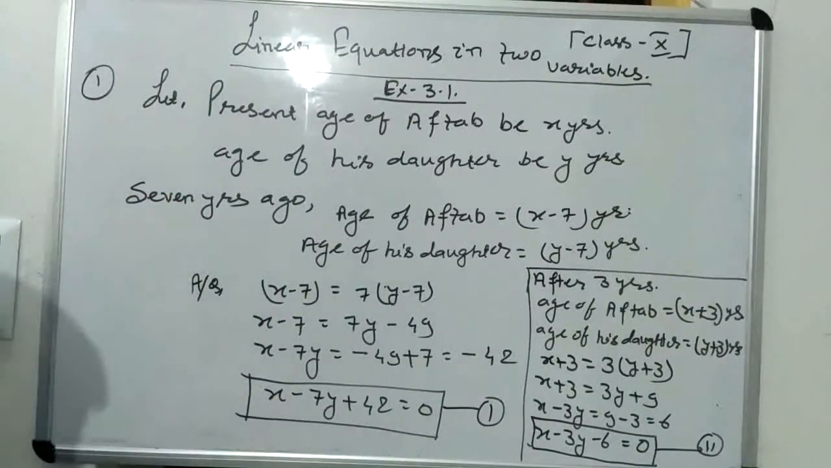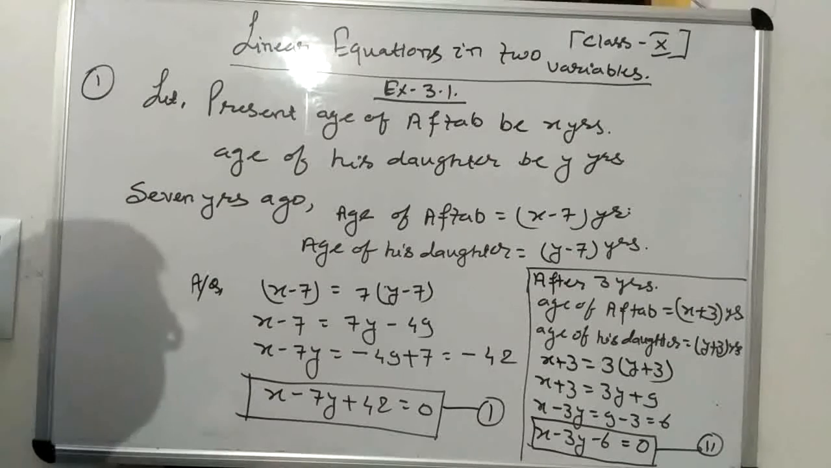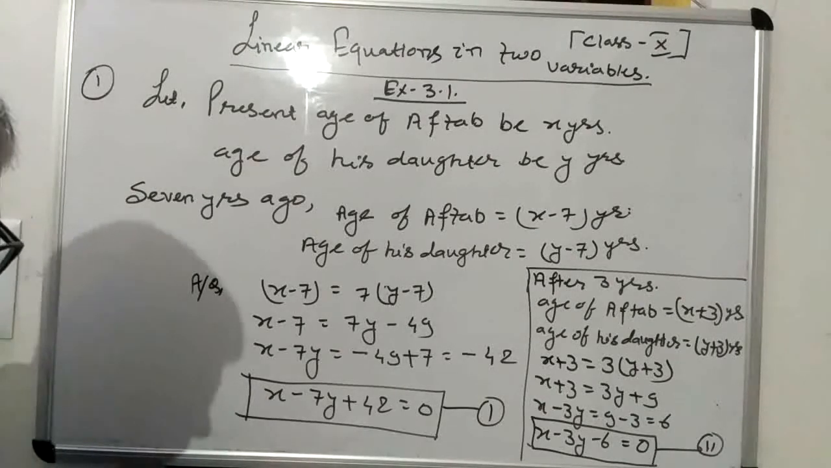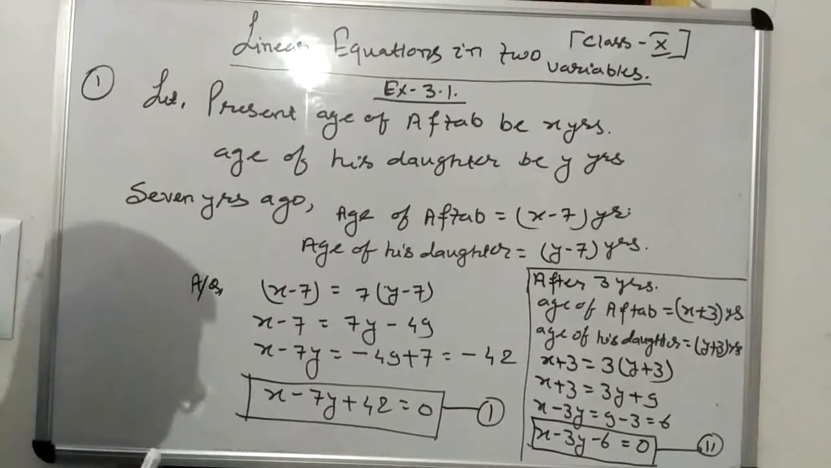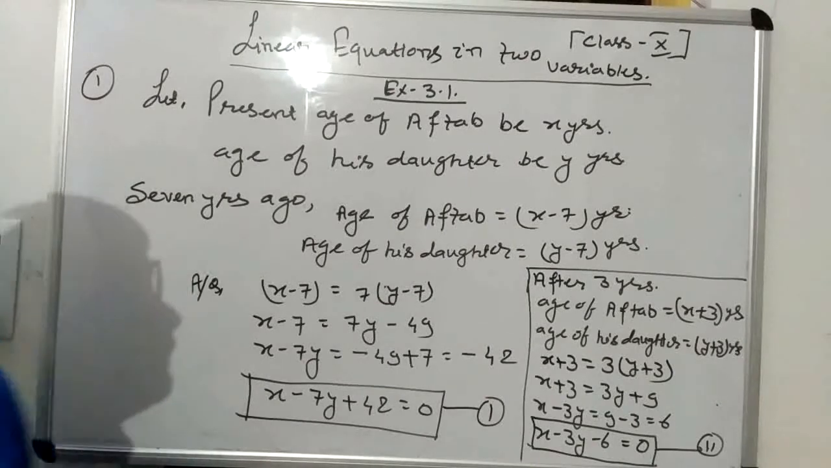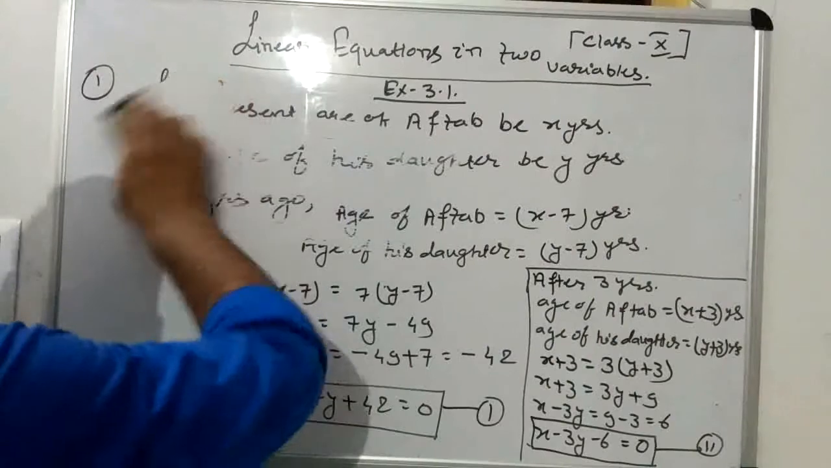So these are the two conditions from the given situation of the question. Now we need to represent it algebraically, so algebraically it is represented. Now we need to plot its graph. So let's see how the graph will be plotted. So I am erasing this.